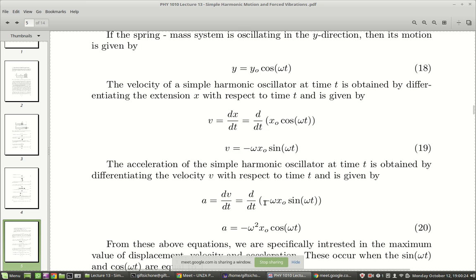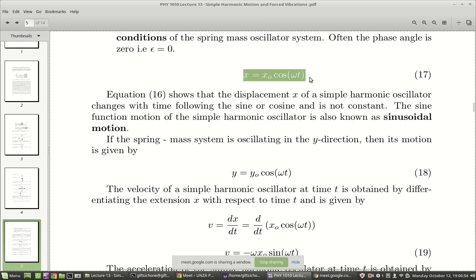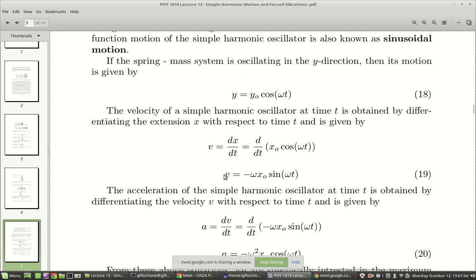So basically, from this, x equals x naught sine omega t, you get your velocity. Your velocity becomes minus omega x naught cos omega t. So you multiply by something, and there's a negative there. Then the acceleration is going to be minus omega squared x naught sine omega t, which is this. The other thing you notice here is there's a time.